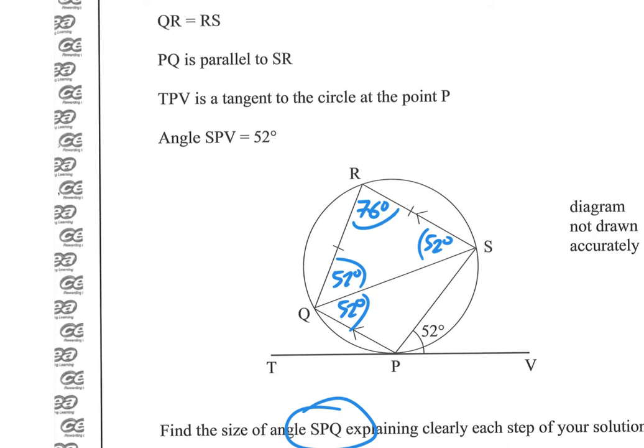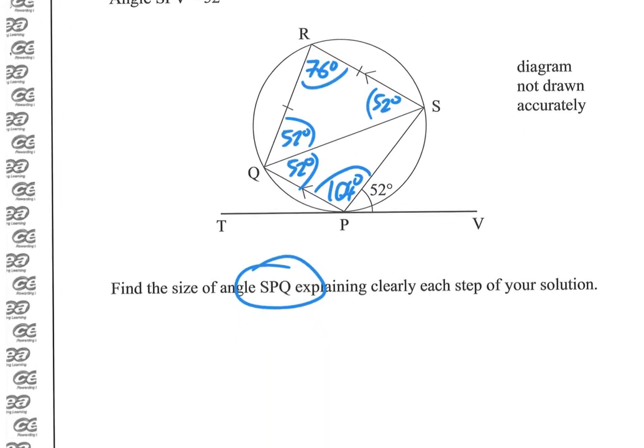And then the angle that I needed to find, SPQ, I can now find because it is here, and it's a cyclic quadrilateral angle with this one. So it's going to be 180 minus the 76, so it is going to be 104 degrees. Now I'm sure there's other ways of doing that, but that's one way, and that works. So now I've got to write it up.